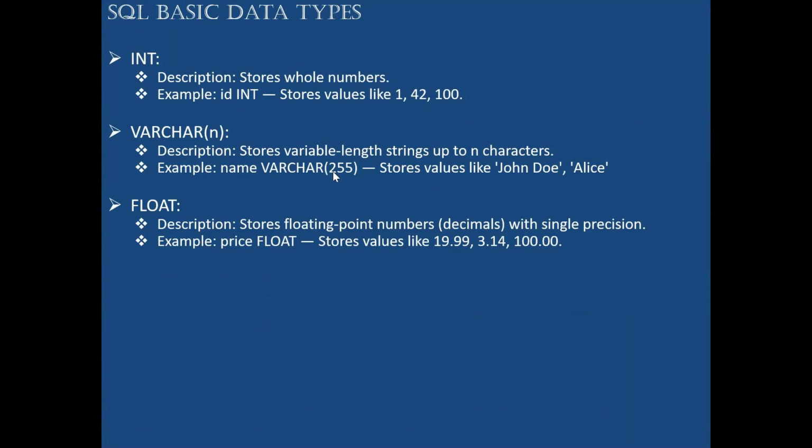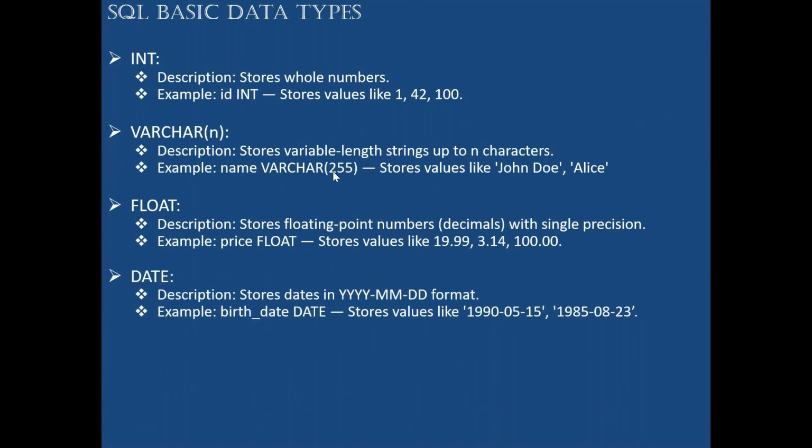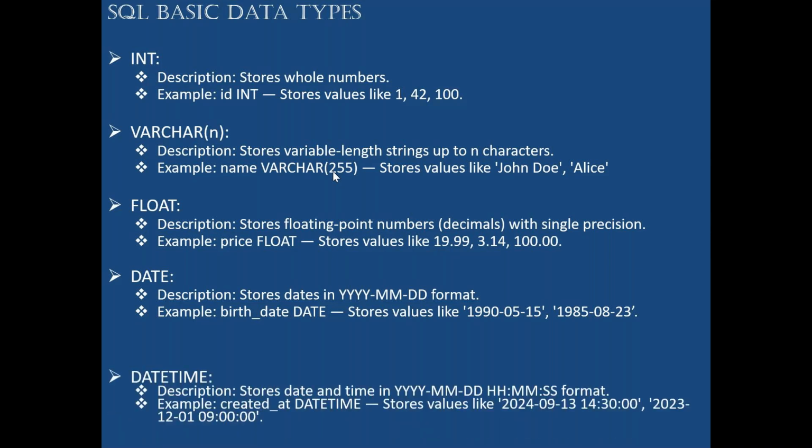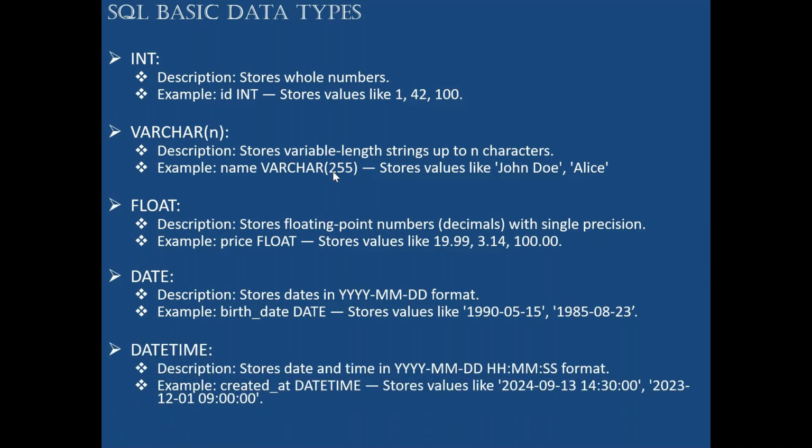Float, if you have any salary column or price column, you can use float, where decimal values will be there. Date format, if you want to pass some customer joined date, or to define birth date, you can use the date data type. For example, you want to know on what date and what time a particular record is created or a particular order is placed. If you want to record date and time, you can use the datetime data type.